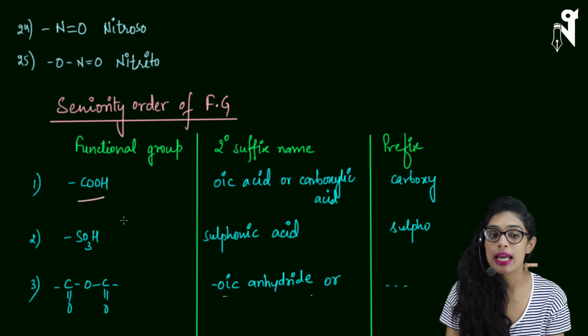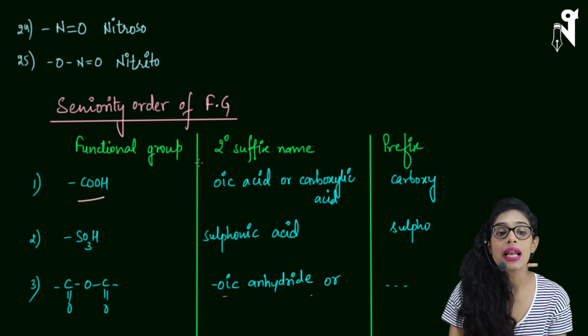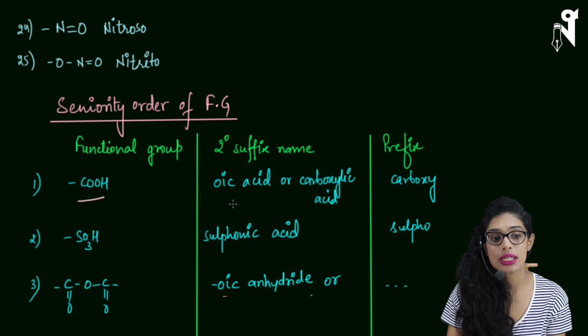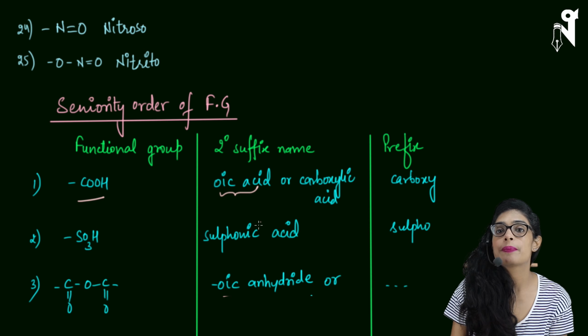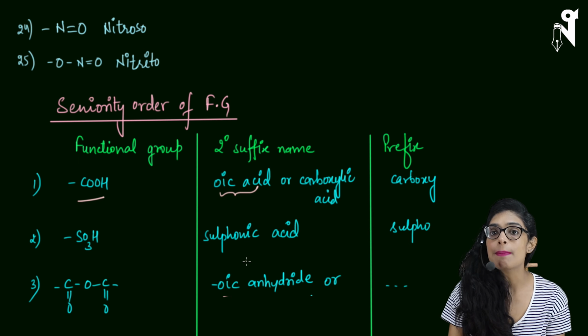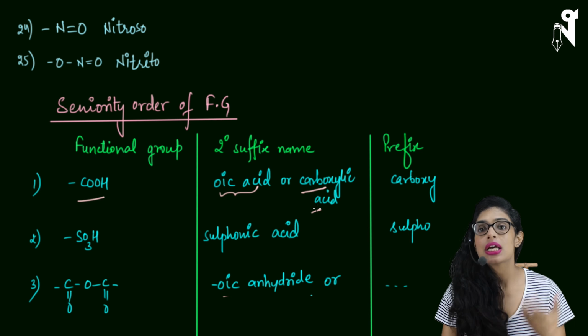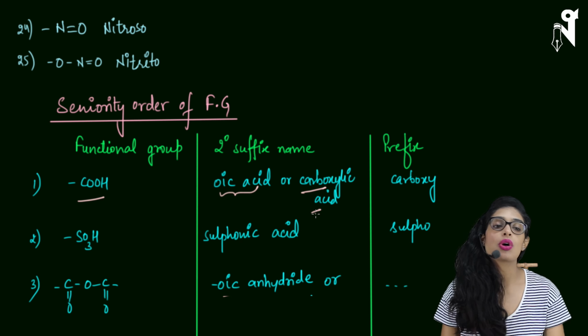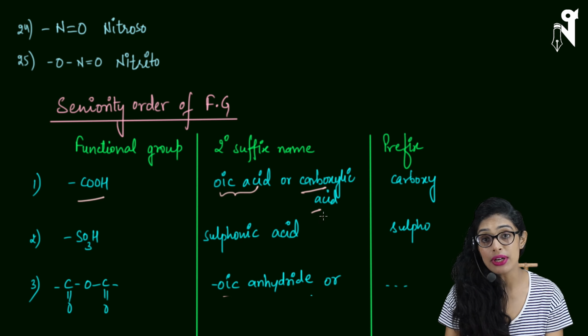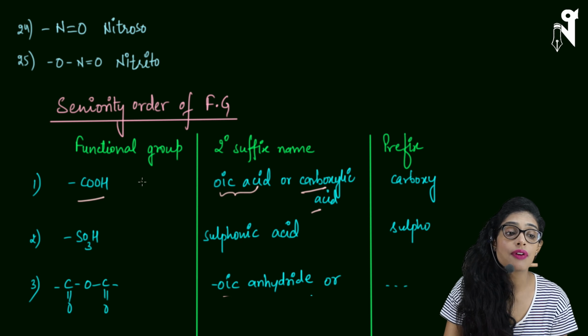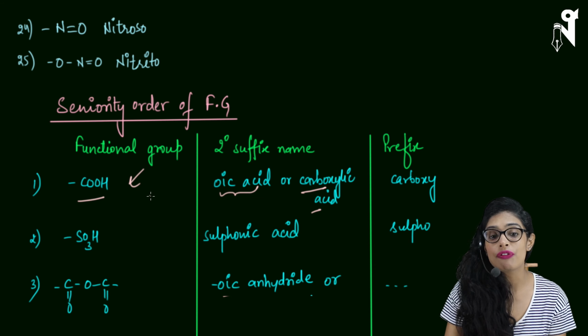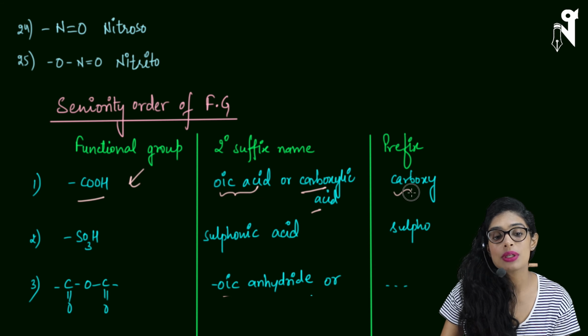else but the carboxylic acid we have just now seen, and the secondary suffix name for it is oic acid, or in some places we also use carboxylic acid as a term to represent this particular functional group. So we can have oic acid or carboxylic acid as a secondary suffix, whereas if this particular functional group is being used as prefix, then the prefix is going to be carboxy.